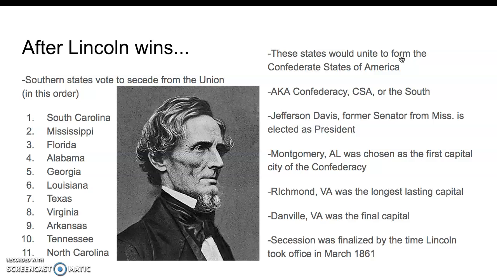Jefferson Davis, pictured here, kind of looks like Abraham Lincoln actually, former senator from Mississippi, is elected as president. Montgomery, Alabama was chosen as the first capital city for the Confederacy. Richmond, Virginia was the longest lasting capital, and Danville, Virginia, not that far away from Richmond, was the final capital. Secession was finalized by the time Lincoln formally took office in March of 1861.